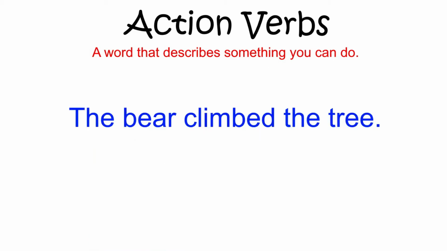In a sentence, action verbs typically tell you what the subject of the sentence is doing. This sentence is about a bear. To find the action verb, you simply ask yourself, what is this bear doing? The word in the sentence that tells what the bear is doing is climbed. So climbed is an action verb.